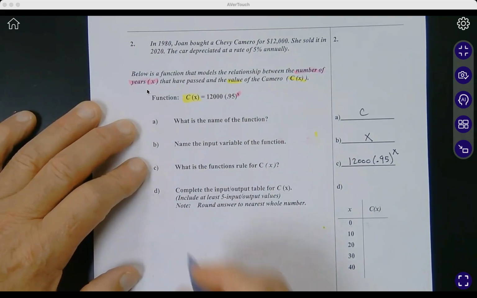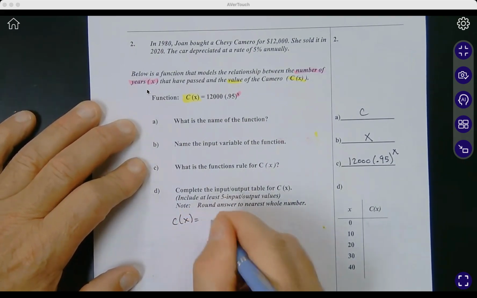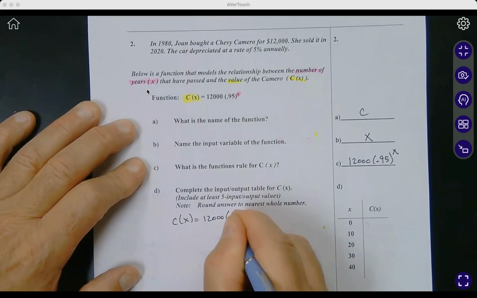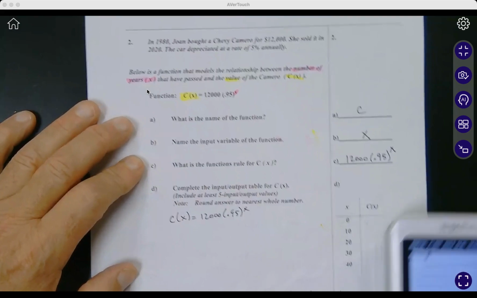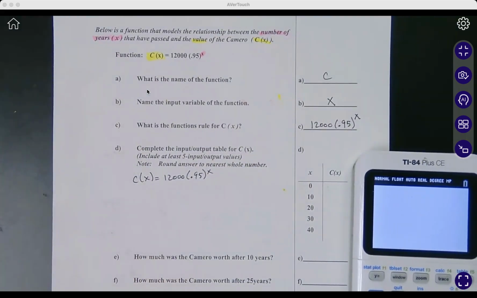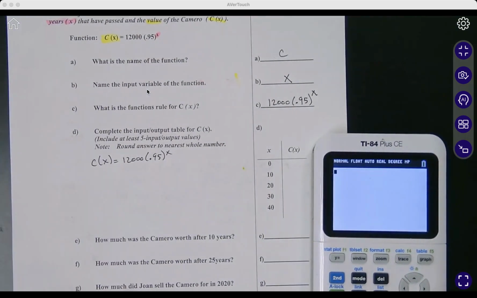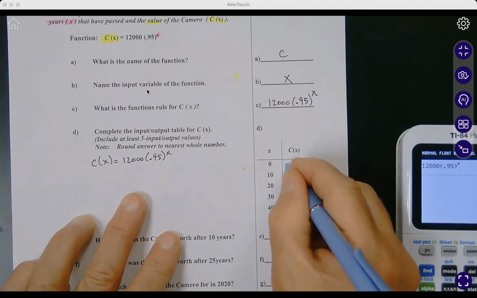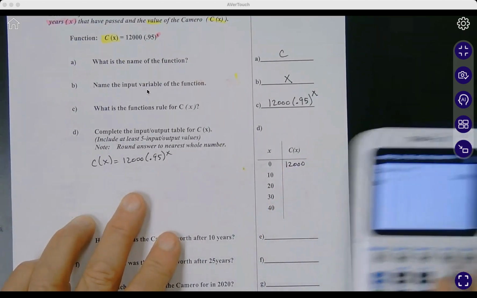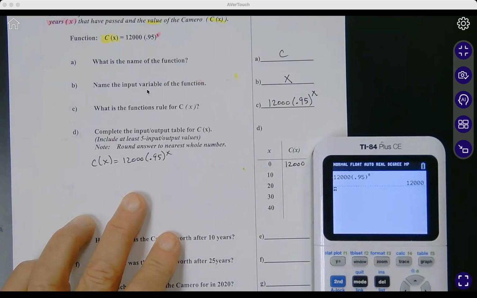Now we're going to have to make a table of values. So I'm going to go down here, and I'm going to input those one at a time. But actually, I'm going to do something else here. I'll input the first one, but then I'm going to show you something else. So I'm going to say 12,000 times 0.95, exponent of 0, and I get 12,000. So input 0, output 12,000. Actually, I'm just going to keep going on this. Now I'm going to insert a 10.